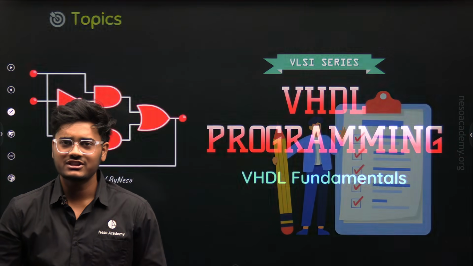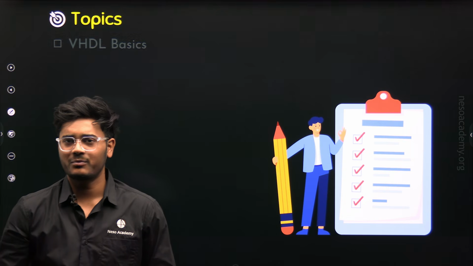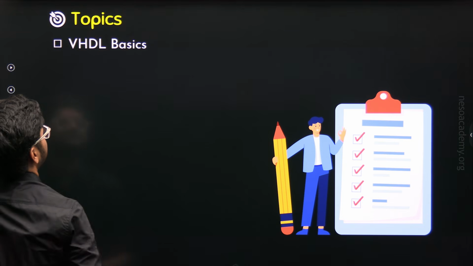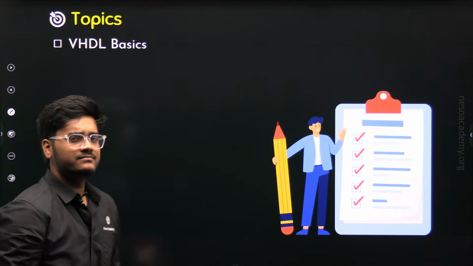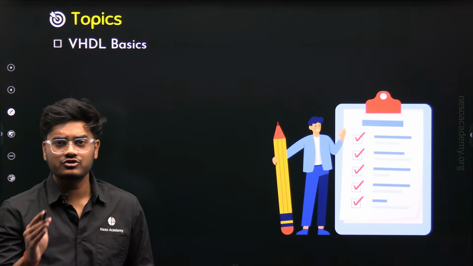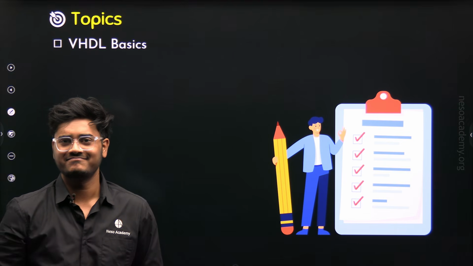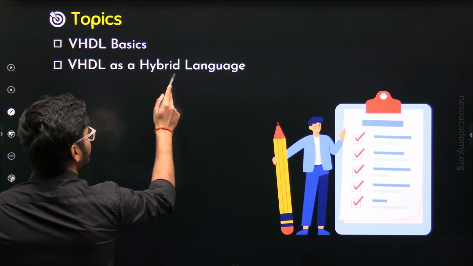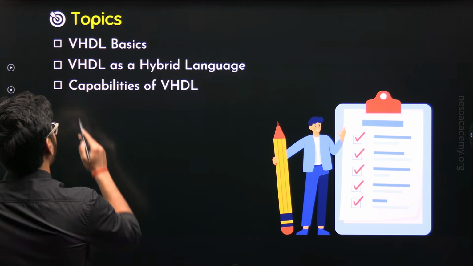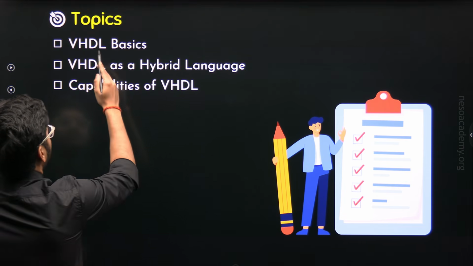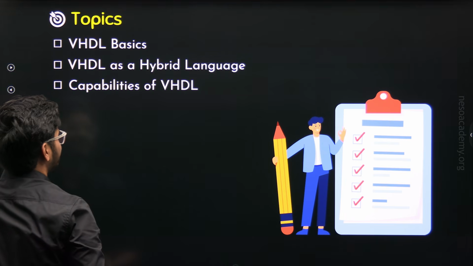So, in this lecture, we will discuss the following topics. The very first topic is VHDL basics. In this section, we will understand what is VHDL and how it is used to model digital systems. Then, we will see VHDL as a hybrid language. At last, we will see few capabilities of VHDL. So, these are the topics we will cover in this lecture.